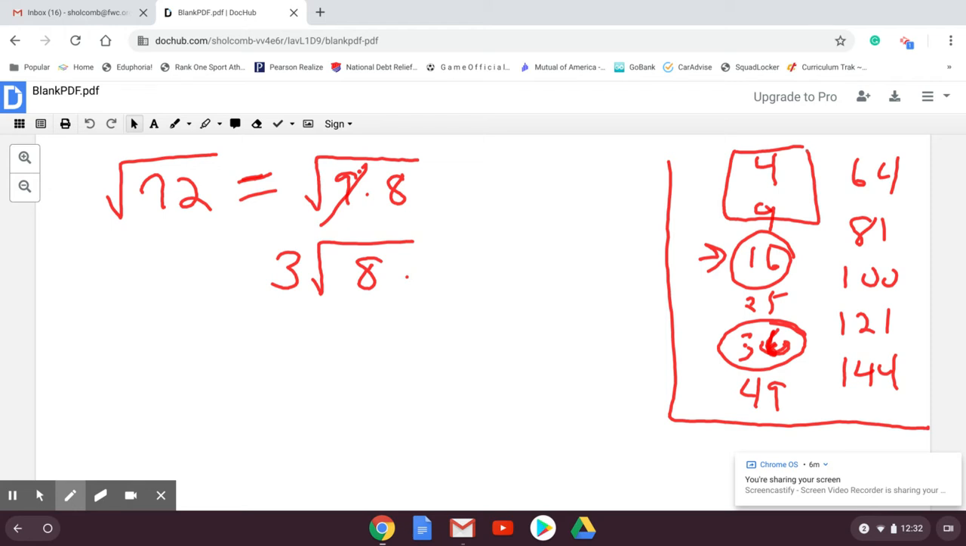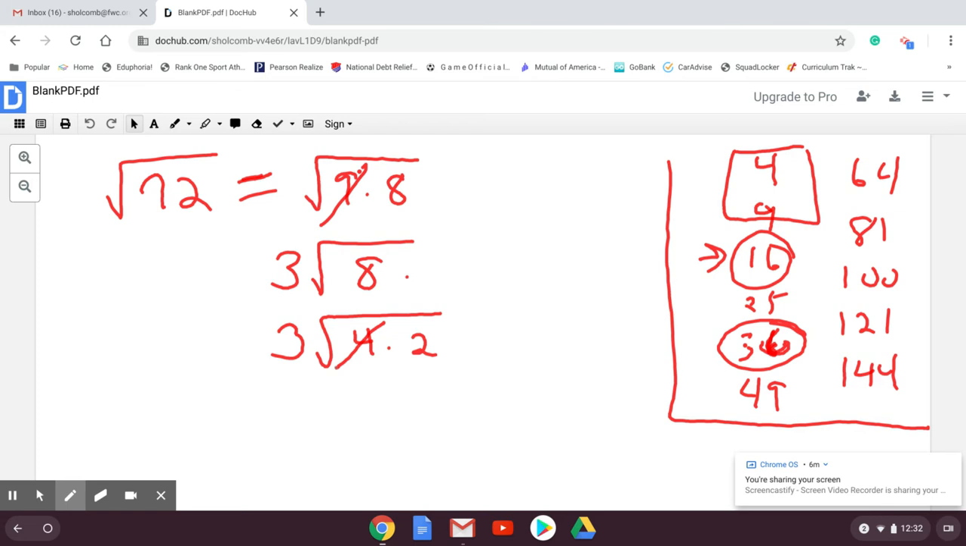So let's look at that 8. 8 is divisible by 4, right? So let's rewrite 8, leave the 3 alone, as 4 times 2. Now, why would we want to do that? Because 4 is a perfect square. Everybody knows that the square root of 4 is 2. And so we're going to cross out the 4, pull it out as a regular number 2.